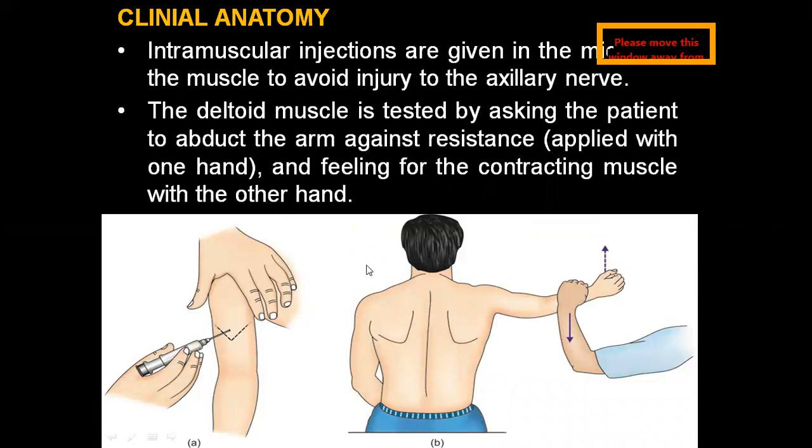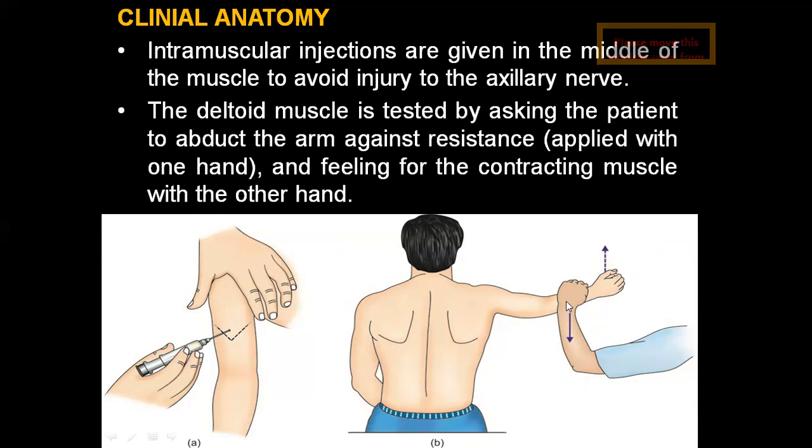Now let us talk about the clinical anatomy of this deltoid muscle. Why is this deltoid muscle so important? Why is it so frequently asked in exams? Because this is the muscle where intramuscular injections are given, and we choose the middle of the muscle to avoid injury to the axillary nerve, because we know that deltoid is supplied by the axillary nerve. Suppose this nerve is damaged, the person will not be able to do this 90 degrees abduction, which is brought about by the acromial fibers of the deltoid muscle.